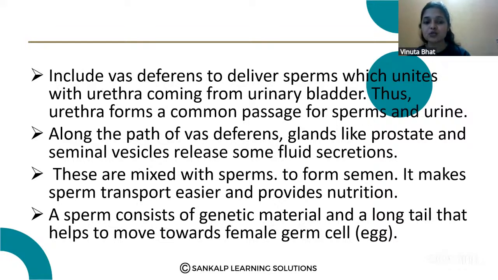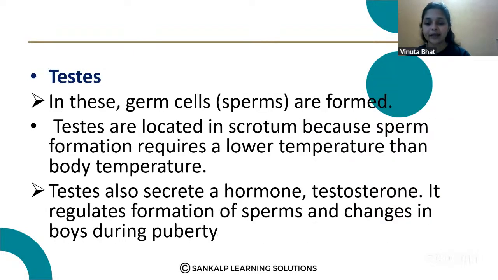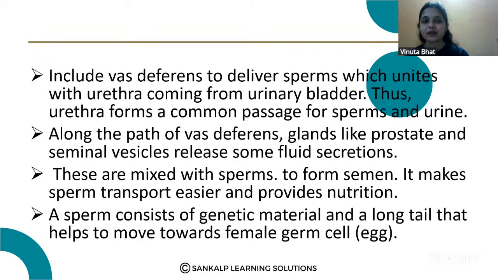A sperm consists of genetic material along with a long tail that helps it move towards the female germ cell, that is, towards the egg. So that is about the male reproductive system. You have to explain about the testes, and also about the vas deferens, and some important glands, and some structures which are included in the male reproductive system. Okay, that is also an important one.